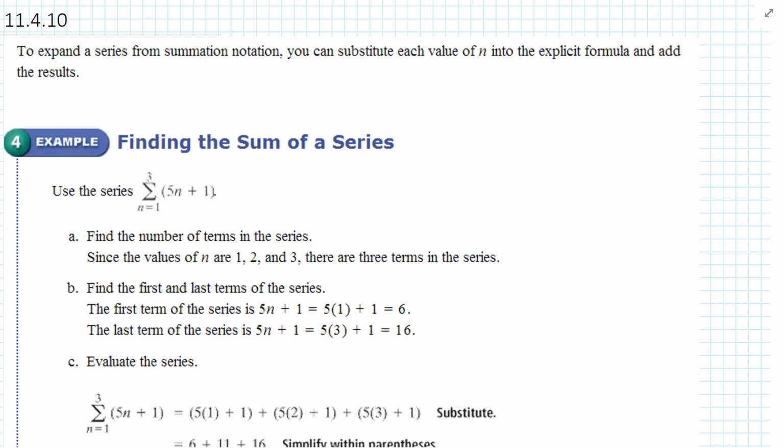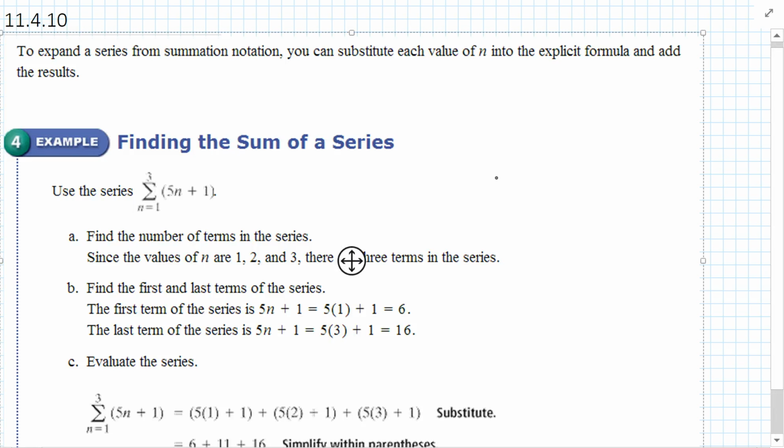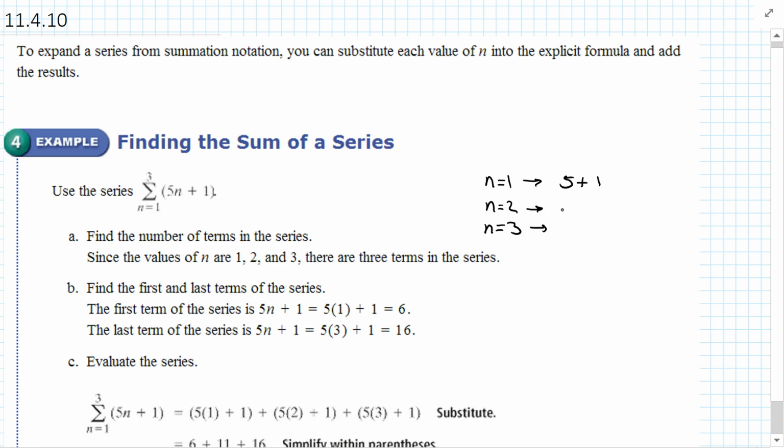Okay, so to expand this series from summation notation, you could substitute each value of n into the explicit formula and add the results. To use the series n equals 1 to 3, you could find the number of terms in the sequence. So the values of n are 1, 2, and 3. There are 3 terms. So let's do it when n equals 1, n equals 2, and n equals 3. That's going to be 5 times 1 plus 1, 5 times 2 plus 1, and 5 times 3 plus 1. So those equal 6, 11, and 16. Okay, so we could add those right there. That's going to be a total of 33.